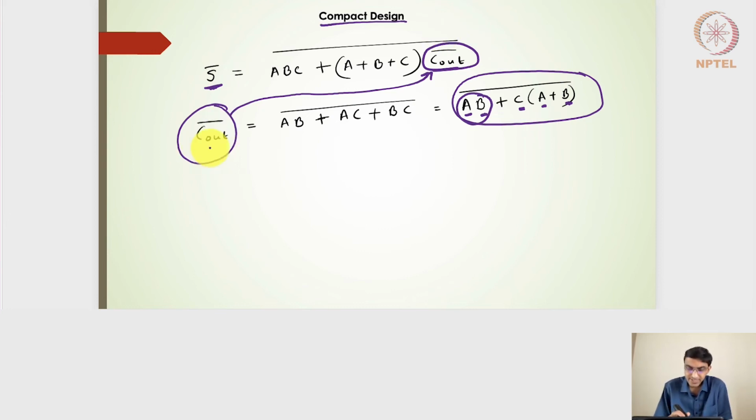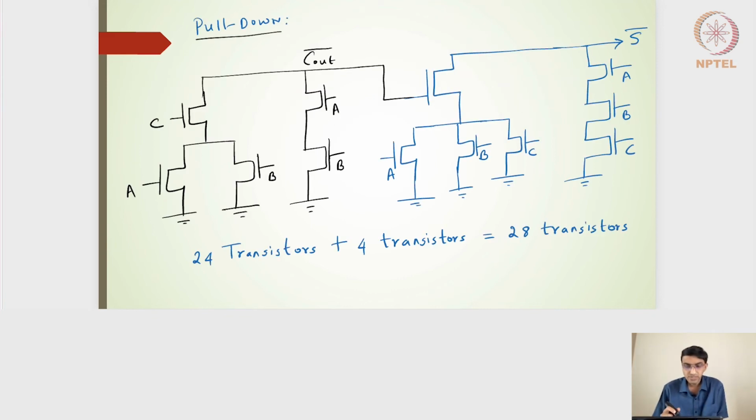Right. Once we get the C out bar and the sum bar output, we will be able to connect to the inverter and then get the sum output and the C out output. So what I meant was, we will first generate the C out bar, and I have written only the pull down circuit. The pull up side will be exactly the mirror topology. So it will be the similar transistors and then the mirror of that, which will come onto the pull up side.